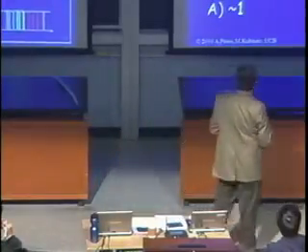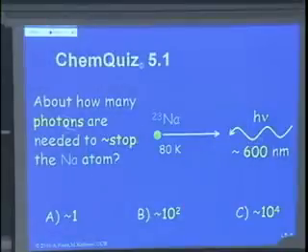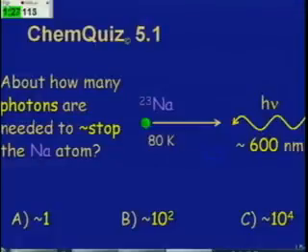Here's the question, I don't have to repeat it. How many of those photons of that wavelength do you need to stop that sodium atom in its tracks? Why don't you give it a stab and think about it? You know, this is the momentum here. P is h over lambda. You have the lambda for one, and the lambda for the other one. So how many of those do you need in order to stop it?